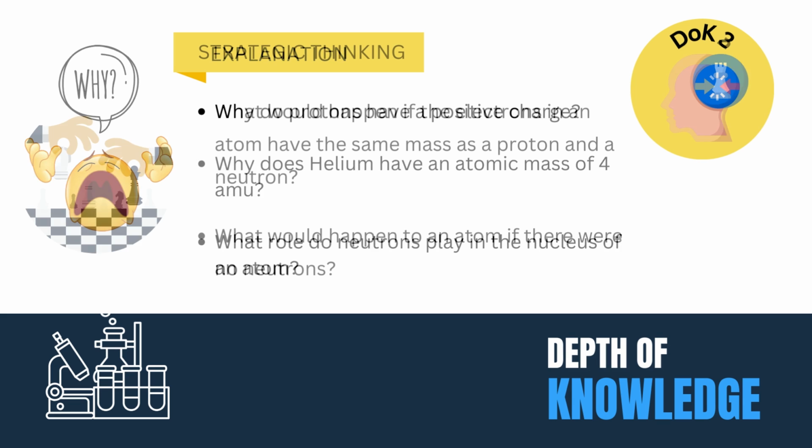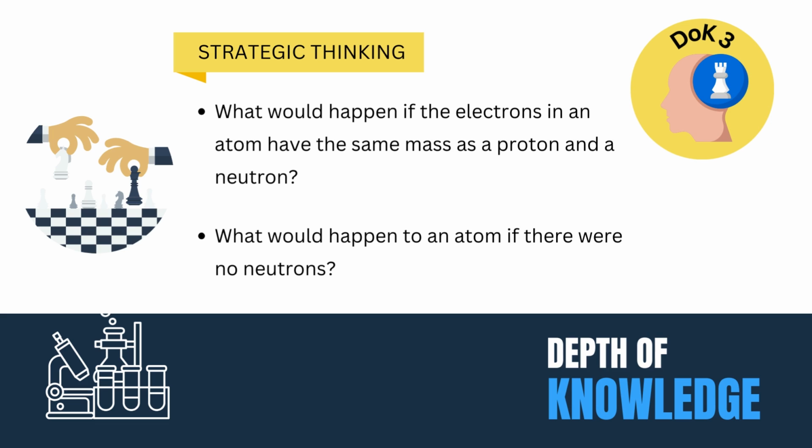That's level 2. And finally, we've got level 3, which is strategic thinking. What would happen if the electrons in an atom have the same mass as a proton and neutron? What would happen to an atom if there were no neutrons? So that's depth of knowledge level 3.